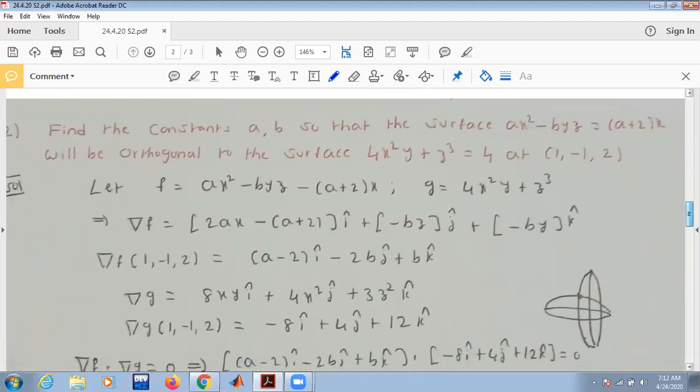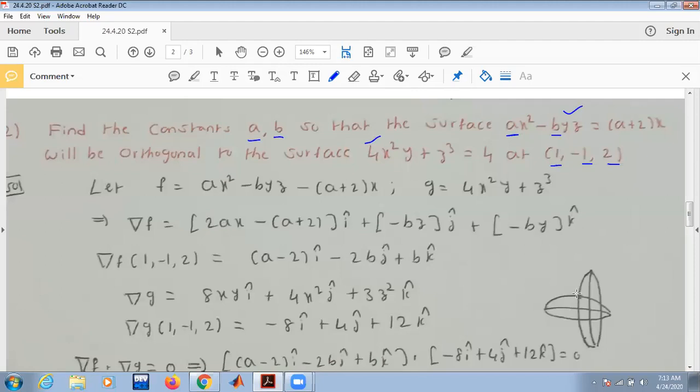Okay, so see the second problem. Find the constants a and b so that the surface is orthogonal to the surface 4x square y plus z cube plus 4 equal to 4 at the point 1, minus 1 and 2. So there are two surfaces given. These two surfaces are intersecting at the point 1, minus 1 and 2, orthogonally. If they are intersecting at this point orthogonally, then what are the values of a and b?